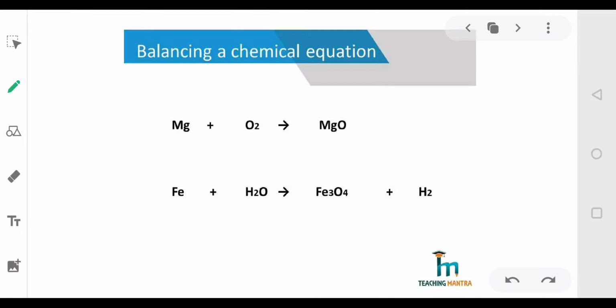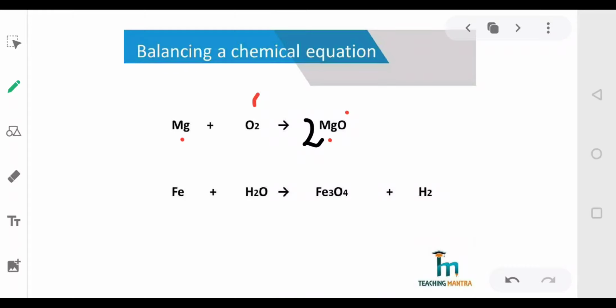On left hand side we are having Mg. On right hand side also we are having Mg. Okay, we have to check the atoms of each element. On left hand side we are having O2, whereas on the right hand side we are having only O, one atom of oxygen. So this is not balanced. If on the left hand side we are having O2, on the right hand side also we should have two atoms of oxygen. So we'll write here 2. We'll write here twice MgO.